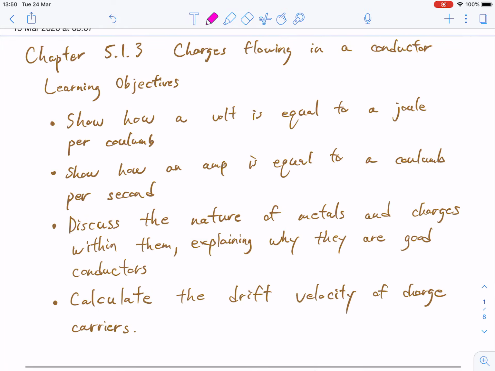Hi guys, welcome to the video for chapter 5.1.3. Today we're going to be looking at charges flowing in a conductor.